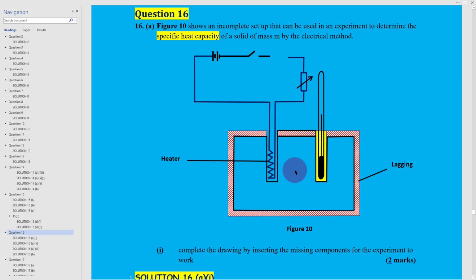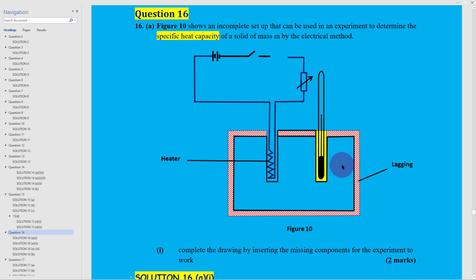So this must be an aluminium block, for example, or a copper block with holes drilled into the block in order to accommodate the heater. The other hole accommodates the thermometer. Of course, there is always some oil put here to provide good thermal contact between the block and the bulb of the thermometer, to enable the thermometer to measure the temperature of the block.